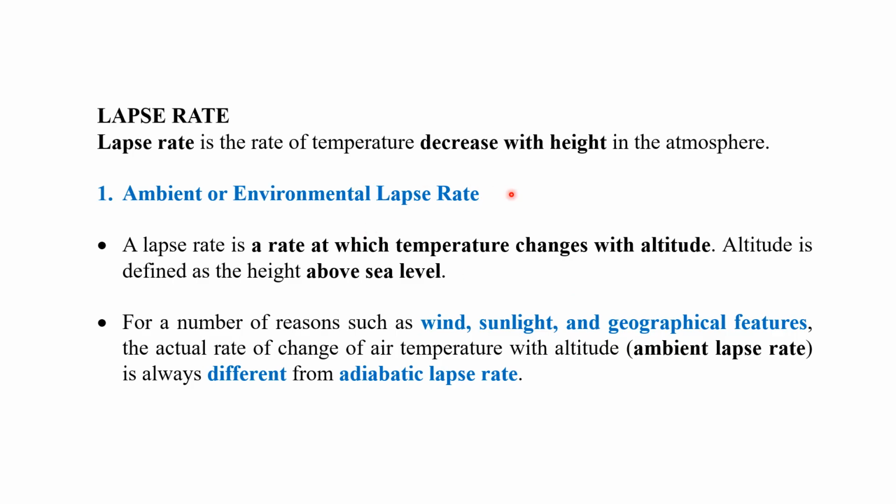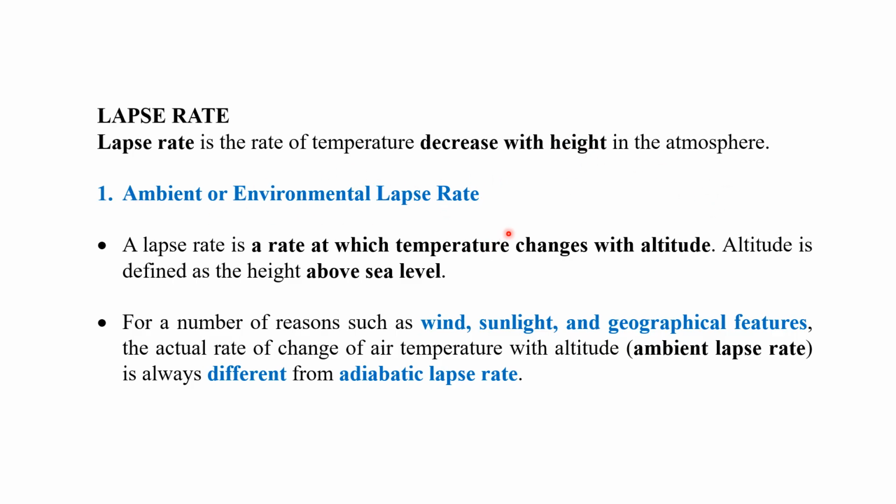As we have already discussed the segments, layers, or zones of the atmosphere, the first layer, adjacent to the ground surface, is called the troposphere. What we have studied is that in the troposphere, the temperature decreases with altitude, right? The same thing is written here in the case of lapse rate. Lapse rate is the rate of temperature decrease with height in the atmosphere.